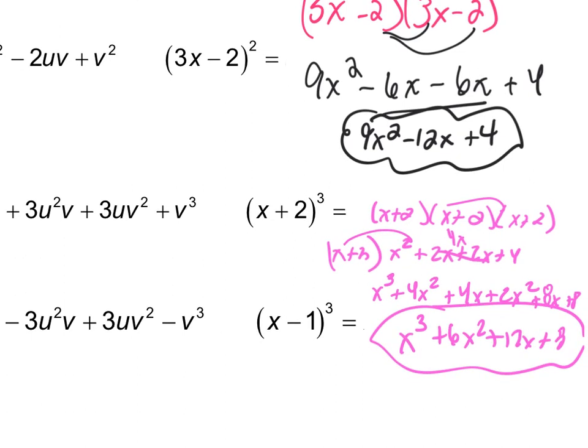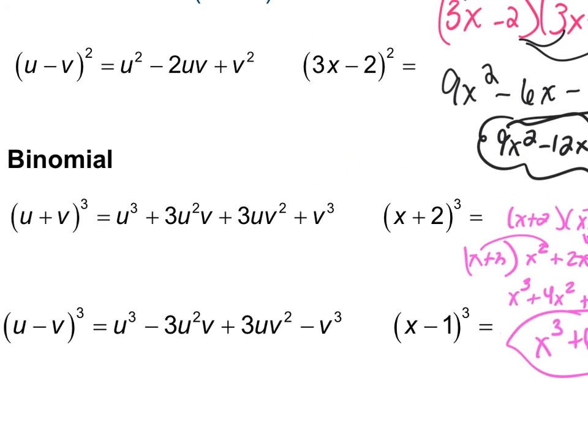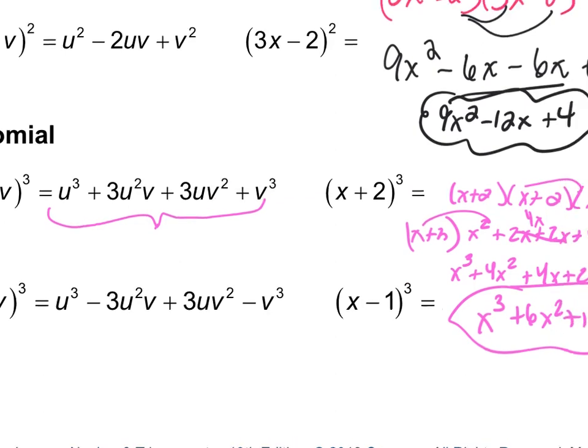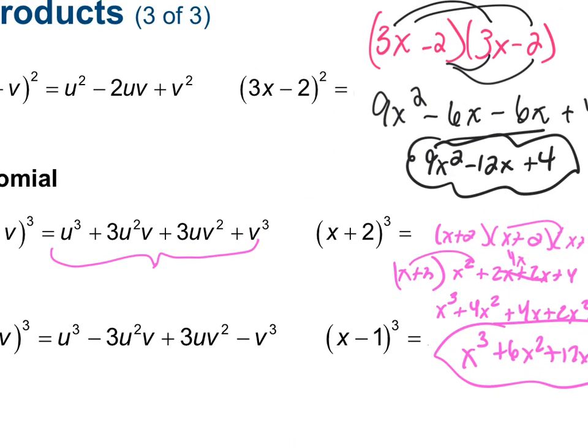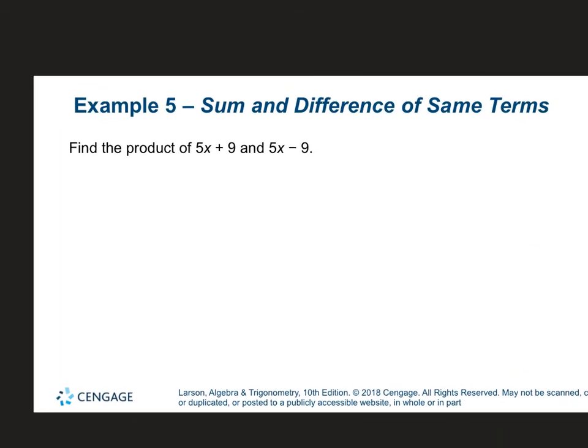And if you knew the pattern, it's right here. But again, guys, don't get yourself bogged down on that. If you don't know the pattern, that is okay. So, sum and difference of same terms. Find the product. What you're going to end up doing is square this, put a minus sign in the middle. So it's going to be 25x squared minus 81.